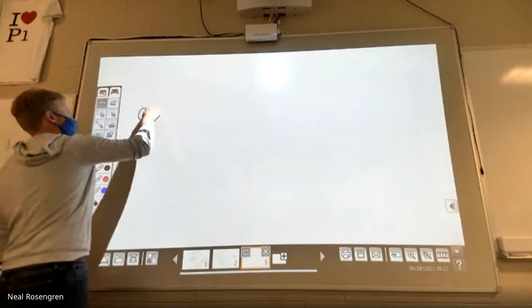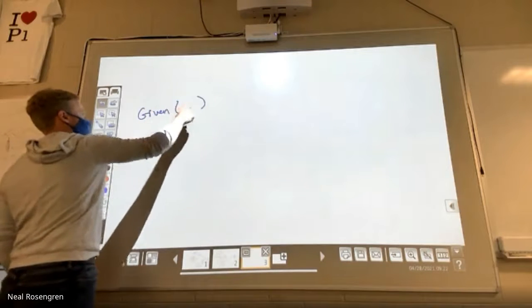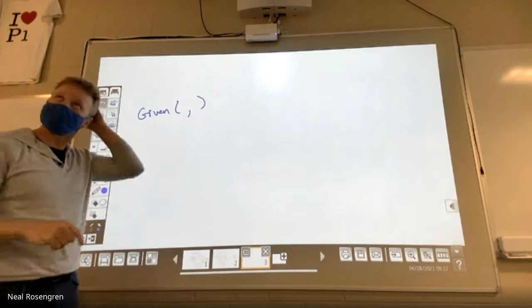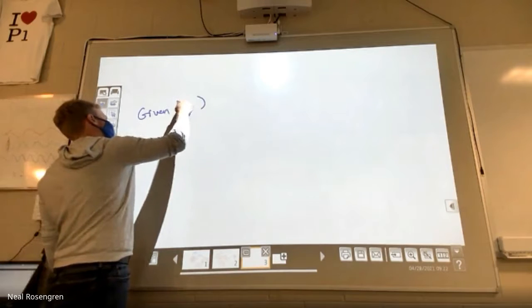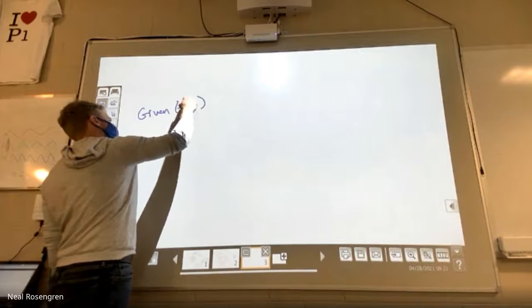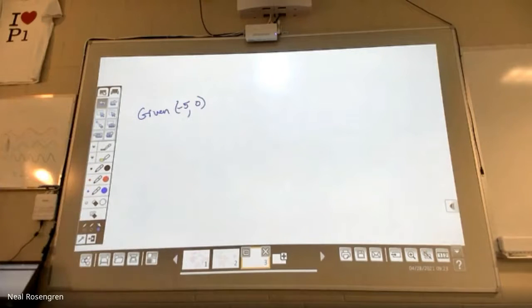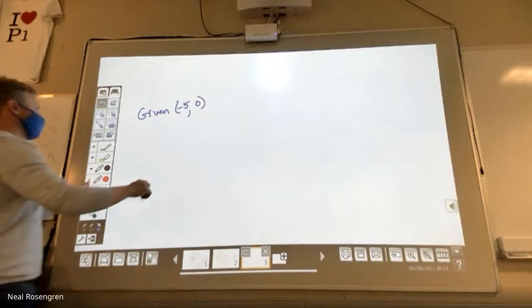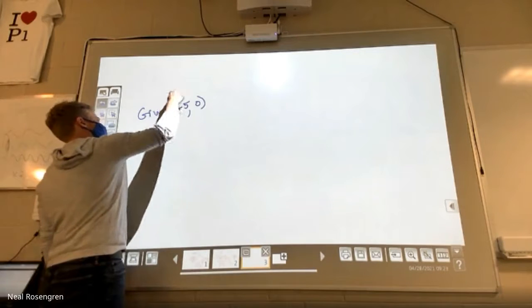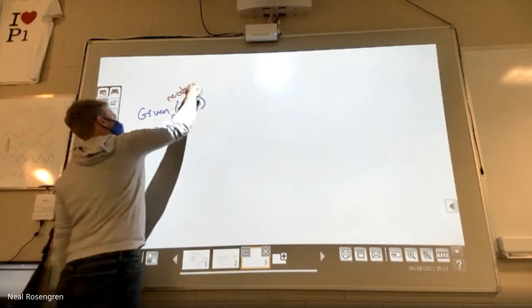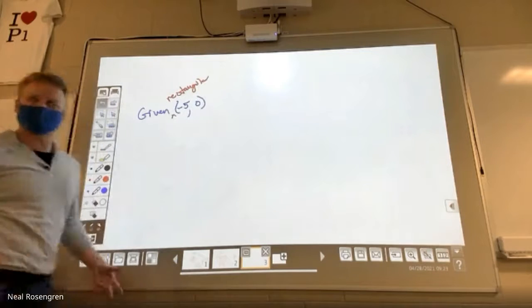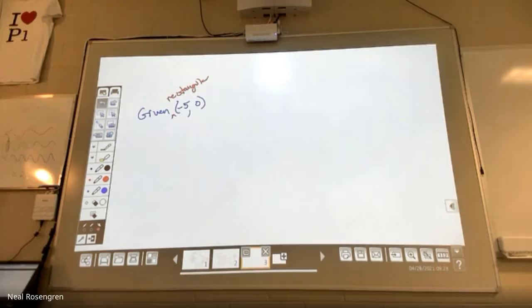Yeah. Let's try another one. Okay. We're going to give in a point. Let's say -5, 0. Okay. And again, this is rectangular. Meaning we're in that regular Cartesian plane where we've got squares all over the place. All right, let's go left 5 and then up and down 0.